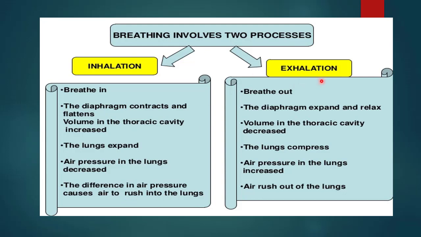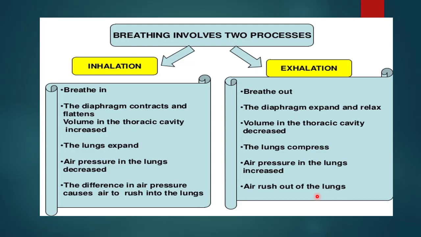Now what happens in exhalation? When we breathe out the air or impure air from our body, this is called exhalation. The diaphragm relaxes. You can say ये दोबारा dome shaped structure में चला जाता है. Volume in the thoracic cavity decreases. The lungs compress or contract. Air pressure in the lungs increases, and due to this increase in air pressure, the air rushes out of your lungs. So this is the main difference between inhalation and exhalation.